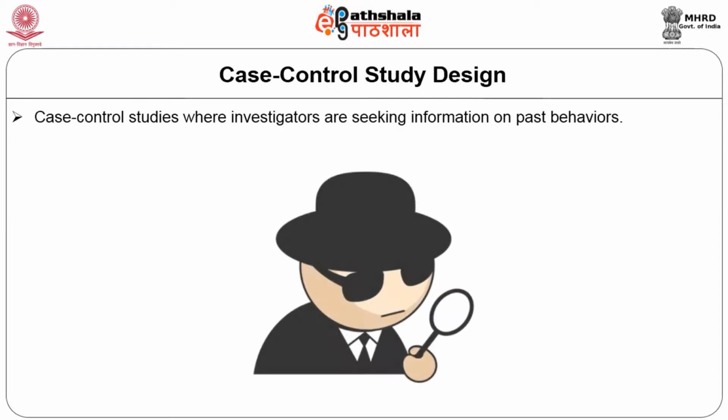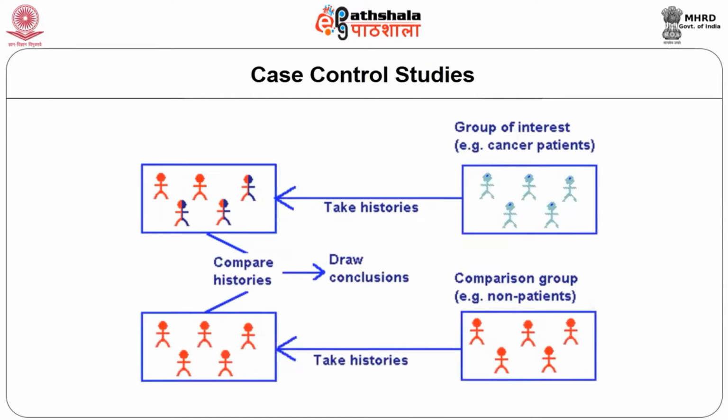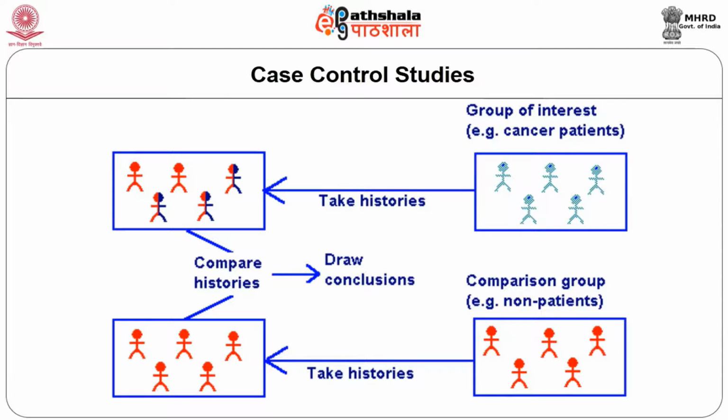Case control studies are where investigators are seeking information on past behaviors. For example, two groups of subjects are selected on the basis of whether they have or do not have some condition of interest. One group has the condition of interest, that is cases, and another group does not have the condition, that is controls. Individuals in both groups are then questioned about past exposure to possible risk. A reasonable conclusion will be drawn between the condition and exposure.